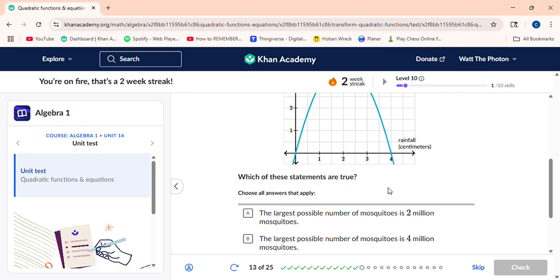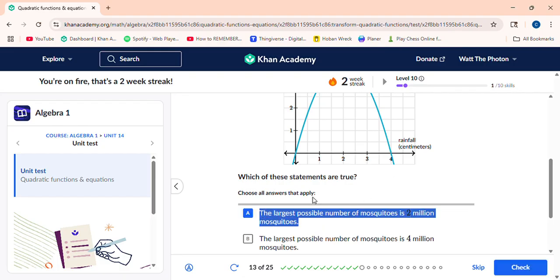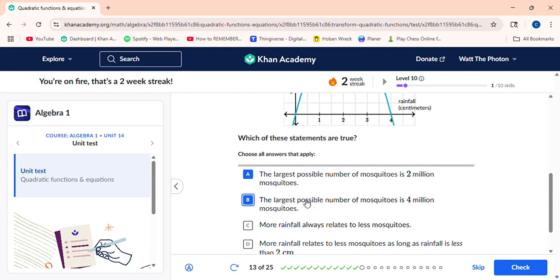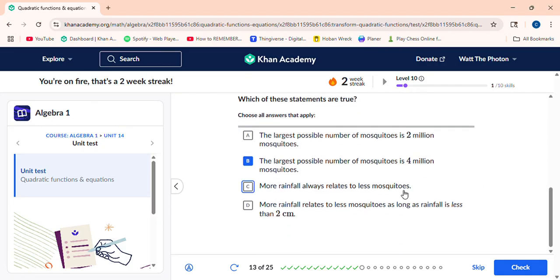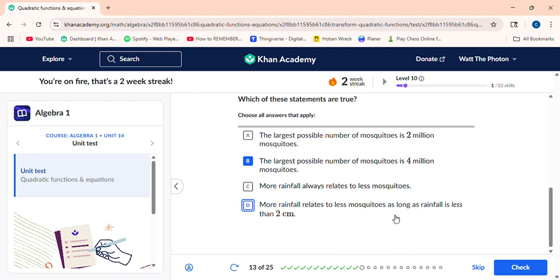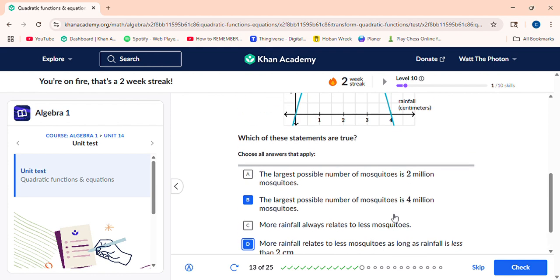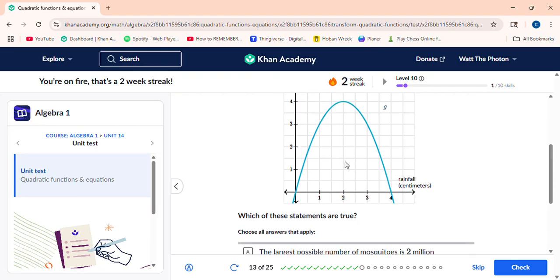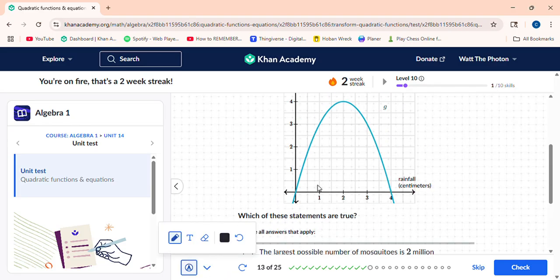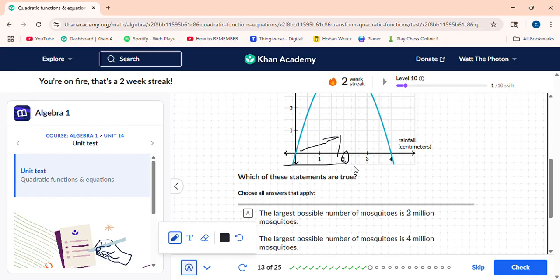Which of the statements are true? Largest possible number of mosquitoes is 2 million. That's 4 million. Nope. More rainfall relates to fewer mosquitoes, as long as it's... more rainfall equates to more mosquitoes if it's between -2 here. It's only fewer if it's above -2.